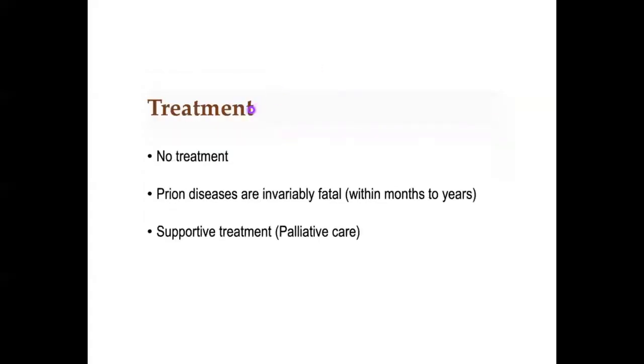And then treatment, as we said, there's no treatment. We usually just give supportive treatment, palliative care. Palliative care means we put the patient in a good state before they die, because eventually they're going to die, but we don't really prolong their life, but we make their life to have good quality. It's good quality care. Then prion disease is invariably fatal within months to years. Okay.